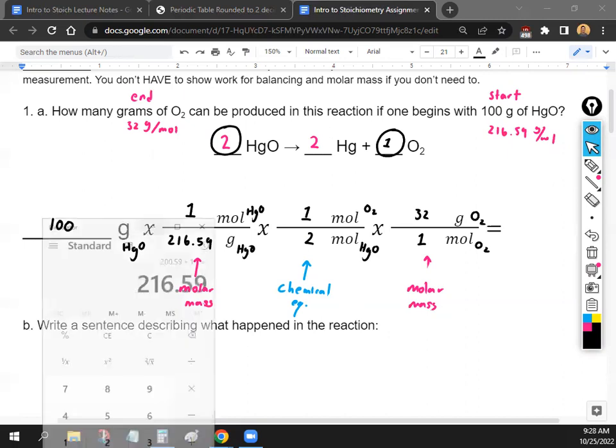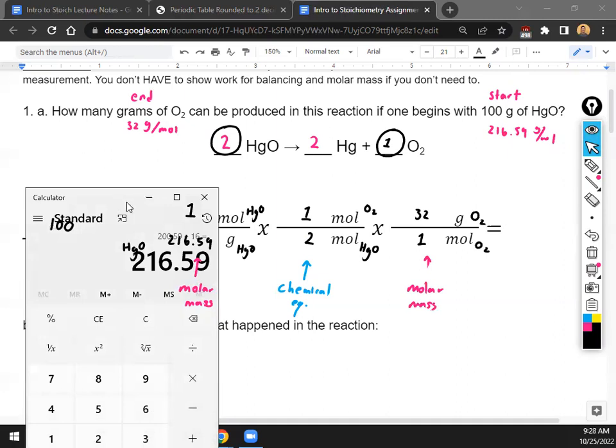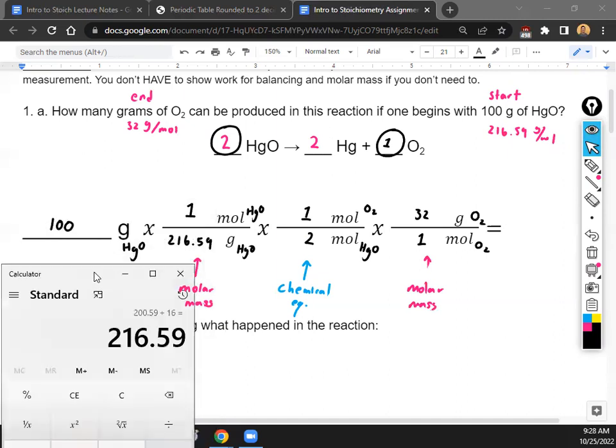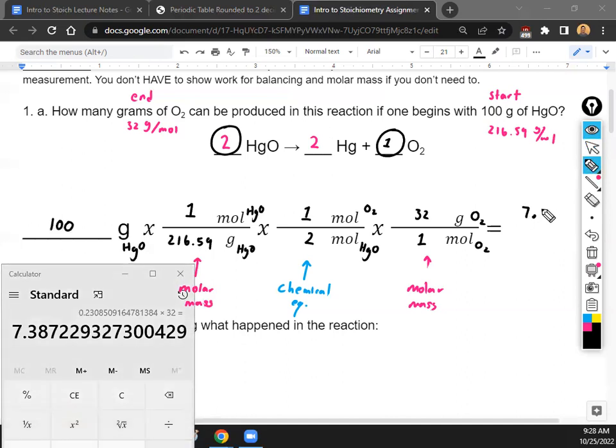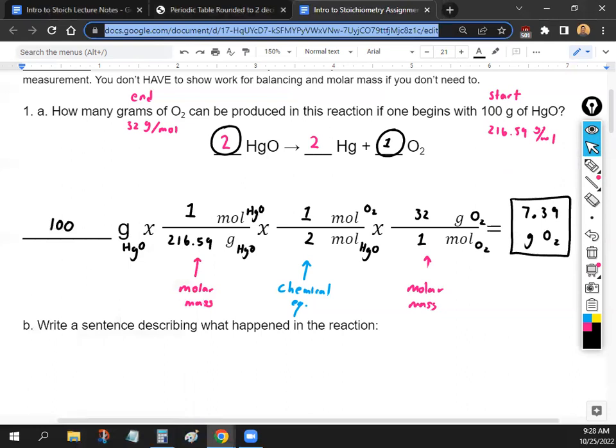Okay, so let's plug it into our calculator and we will be all done. So our starting number is 100. We're going to divide by the number on the bottom, 216.59. We're going to divide by the 2 on the bottom and then multiply by 32. And our final answer will be 7.39. Something around there. 7.39 grams of O2. And there you go. That is your answer.